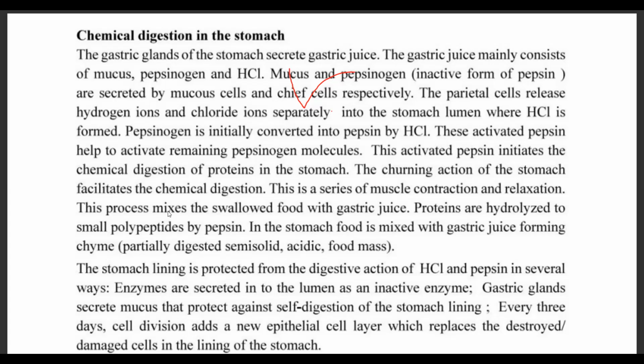Okay, the functions of the stomach and the essay on chemical digestion of the stomach, small intestine, large intestine, and associated glands. Okay, any doubts?